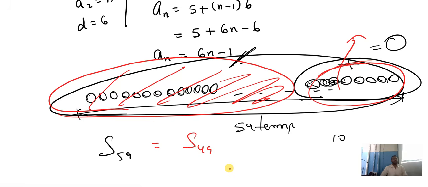Understood? First we have to find the sum of all 59 terms. Then separately you find the sum of first 49 terms. In the total 59 terms, if you remove 49 terms, the left out is the rest 10 terms. This is how we have to find the sum of the last 10 terms.